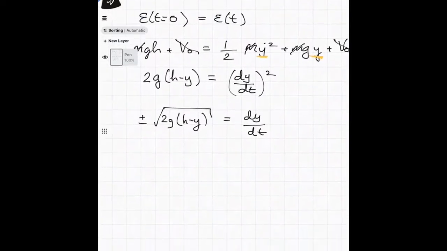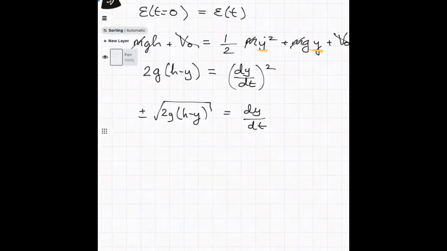You know how to solve this from the second year course. And so we're just going to multiply across. So this becomes plus or minus the integral of dt, starting time at 0 and going to time t, is equal to the integral dy over the square root of 2g(h minus y).